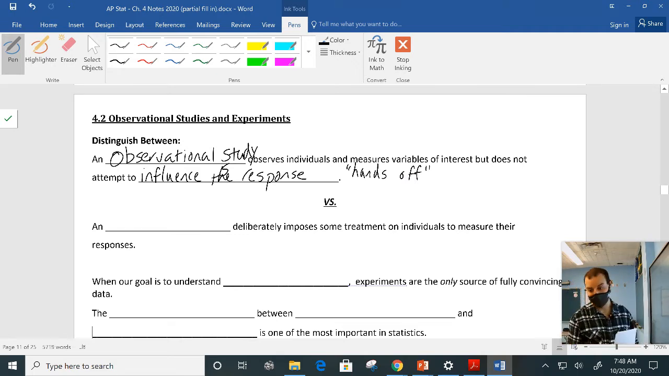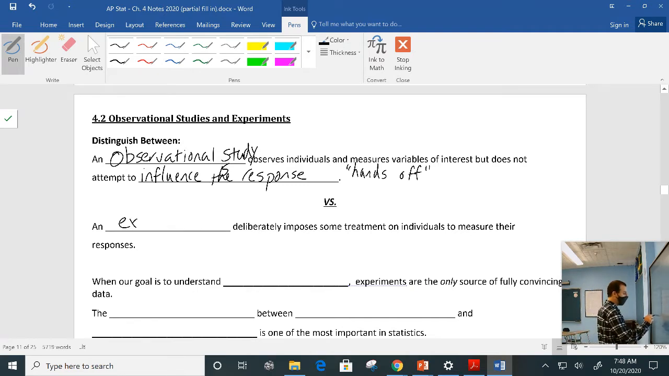So for example, maybe I want to do a study and I want to see how the number of pillows you sleep with affects how many hours you sleep. If I just go and I ask you, how many pillows do you sleep with? And then I record the number of hours that you've slept. That's an observational study. I've not attempted to influence you at all. Okay, I'm not telling you how many pillows to sleep with. I'm just asking you, how many pillows do you sleep with? How long did you sleep at night? All right, that's an observational study.